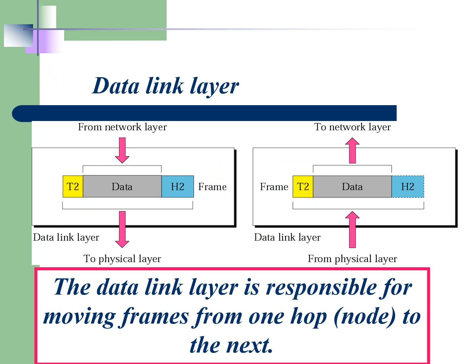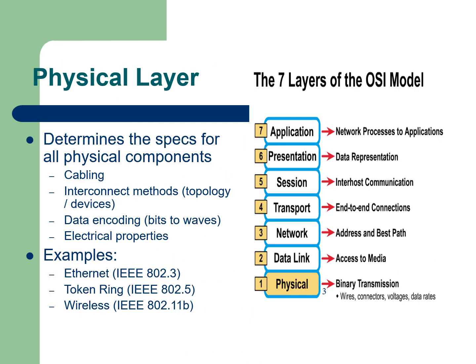And then the last one is the physical layer. The physical layer is mainly used for binary transmission. It deals with wires, connectors, voltage, and data rates. We already saw the physical layer. Its functions are the physical characteristics of the interface, representation of bits, data rate, and synchronization of bits.